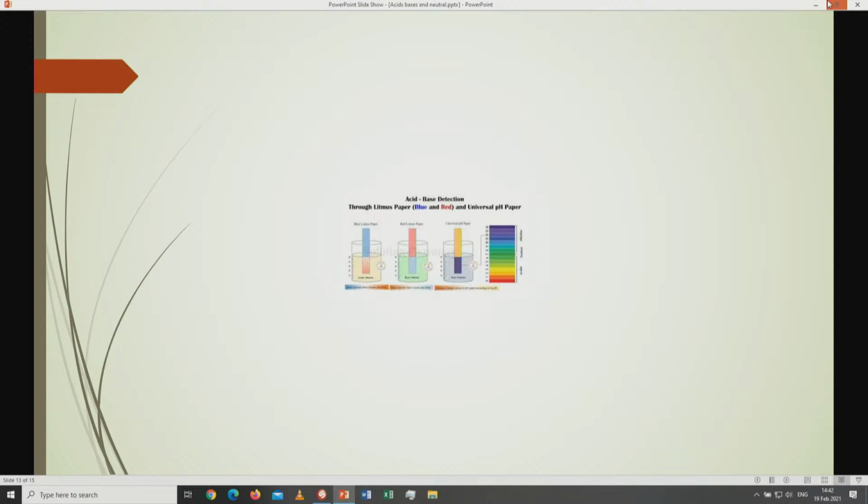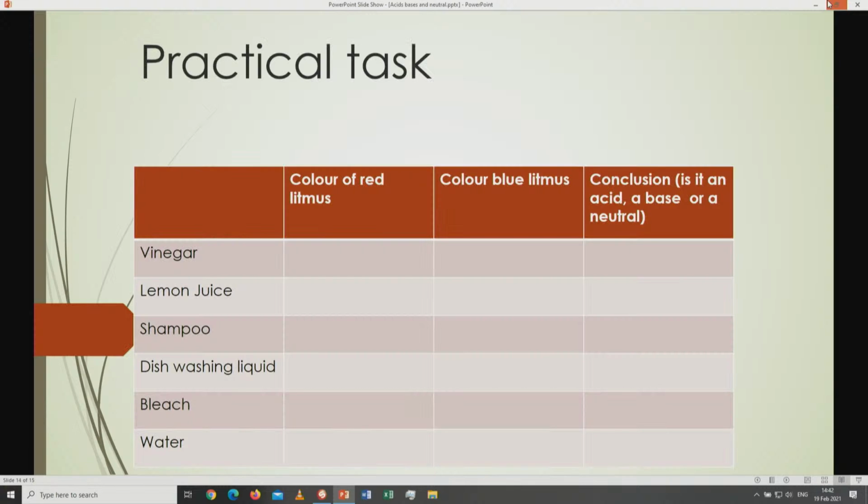I said we can also use a pH scale to determine whether a substance is an acid, is neutral, or is a base. You can design your own worksheet. I gave you an example for practical tasks, whether a substance is an acid, a base, or a neutral substance.